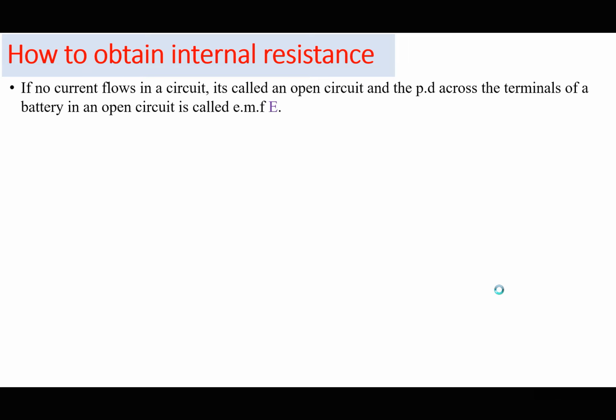So what I'm saying is very simple: if no current flows in a circuit, it's called an open circuit. And the PD across the terminals of a battery in an open circuit is called the EMF. So if it is an open circuit, there is no current delivered, maybe the switch is opened, the PD across the terminals of the battery is just the EMF. When I connect a voltmeter across the terminals of a battery when there is no current, the voltmeter gives me the EMF.